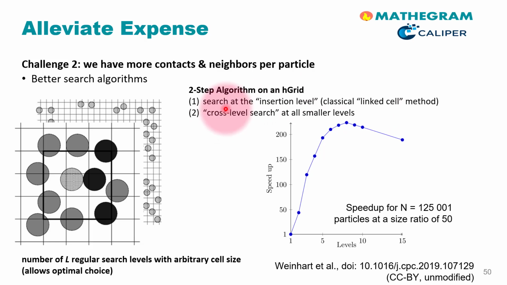Thus, when starting the search algorithm with the globally largest particles, which is easily doable, we will see that this two-step algorithm can successfully identify only the nearest neighbors that may collide with a particle. This is exactly what we want to do to reduce computational expense.